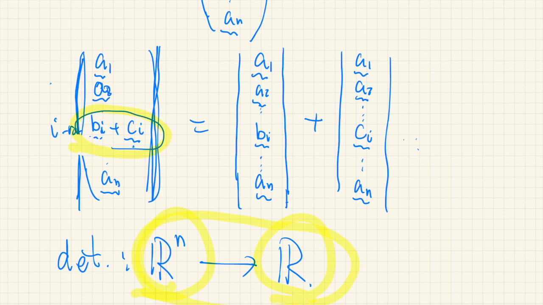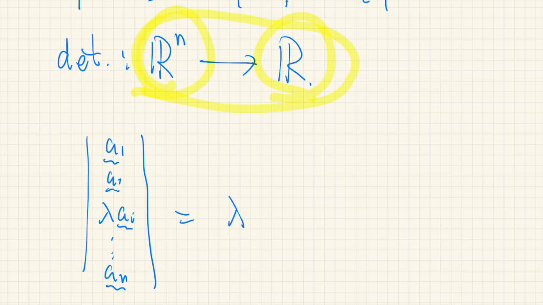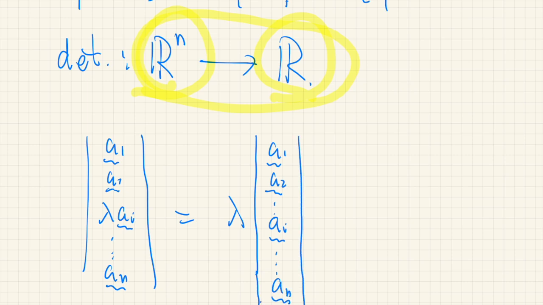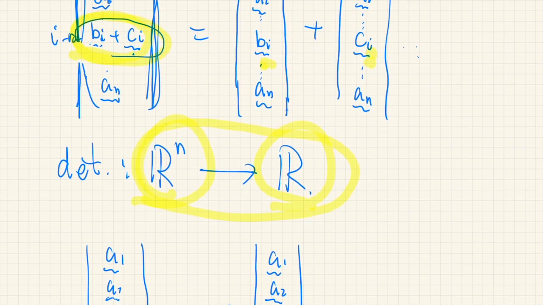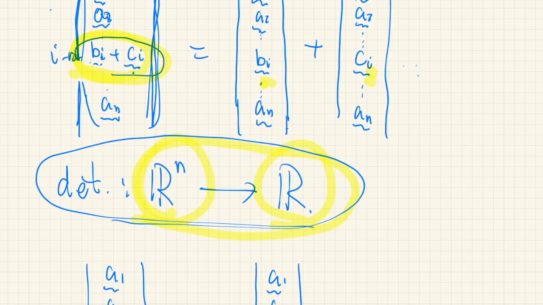First we have this: the sum here is split into two parts. And also, if we have a determinant with a1, a2, and so on, where the ith row is multiplied by lambda, this is equal to lambda times the determinant of a1, a2, and so on, ai, and an. So these two conditions are met, so we can say that determinant construed this way is a linear function.